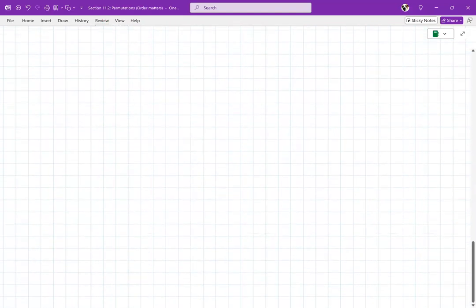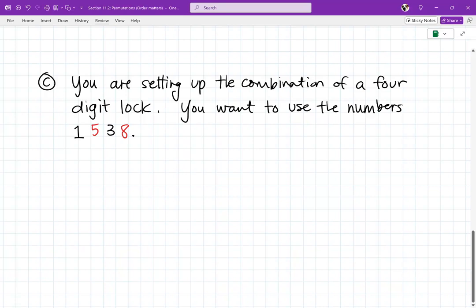All right. I think it's just 3 problems. So here we go. This is the last one. Okay. You are setting up the combination of a 4-digit lock. You want to use the numbers 1, 5, 3, and 8.